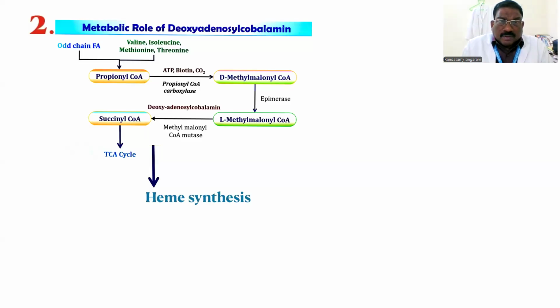This is again converted into succinyl CoA, and the coenzyme of vitamin B12 here is so-called deoxyadenosyl cobalamin. So succinyl CoA is the end product in this case. This succinyl CoA either enters the TCA cycle or is used for heme synthesis. That is the second role of vitamin B12 as deoxyadenosyl cobalamin.